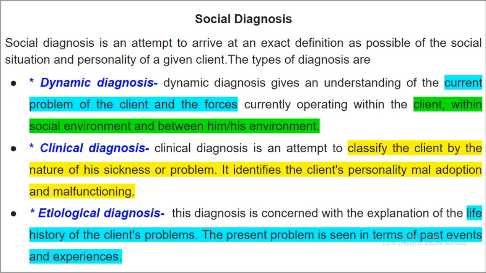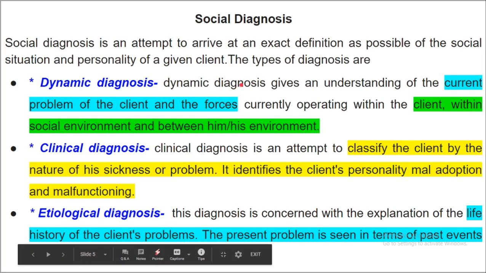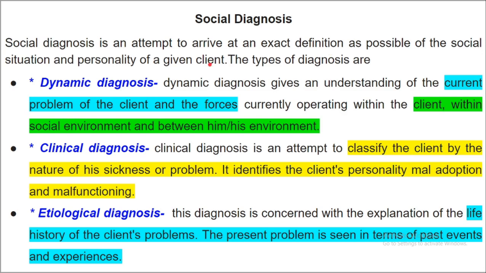Now next is social diagnosis. The social diagnosis is an attempt to arrive at as exact a definition as possible of the social situation and personality of a given client. The types of social diagnosis. Okay, these three points are very important for your NET-JRF exam also, because social diagnosis means identifying the exact problems, not what the client says his problem is, this or that. That is not the social diagnosis. Social diagnosis means you have to find out the actual or real or felt problem of the client.